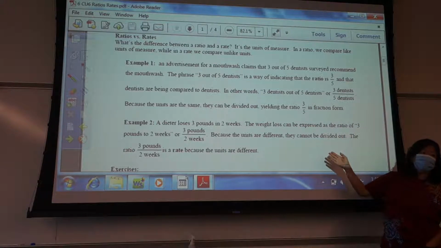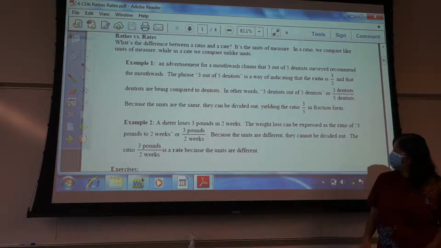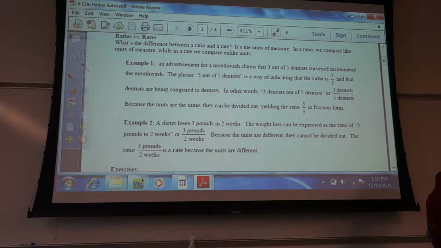Example 2. David, read example 2. Dieter loses 3 pounds in 2 weeks. The weight loss can be expressed as a ratio of 3 pounds to 2 weeks, or 3 pounds over 2 weeks. Because the units are different, they cannot be divided out. The ratio, 3 pounds over 2 weeks, is a rate because the units are different.